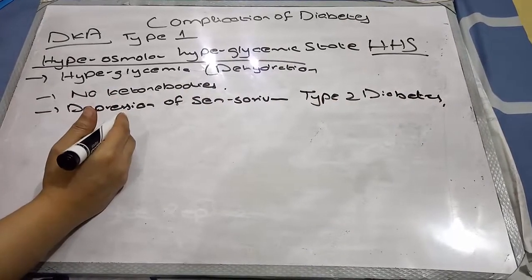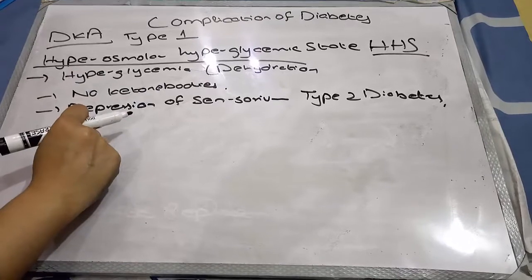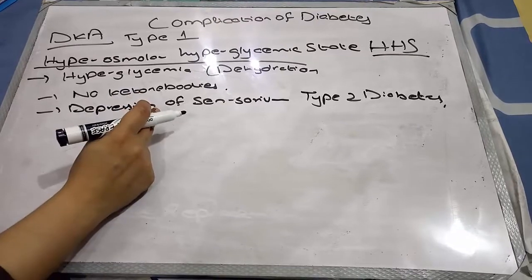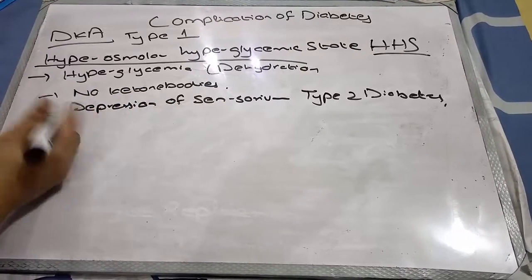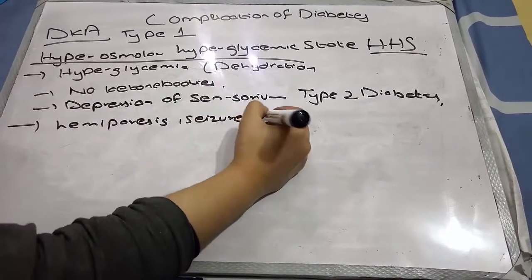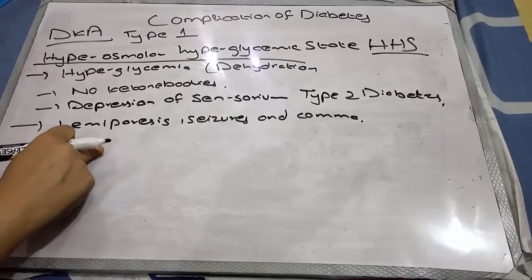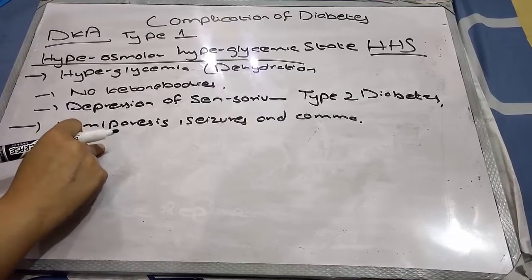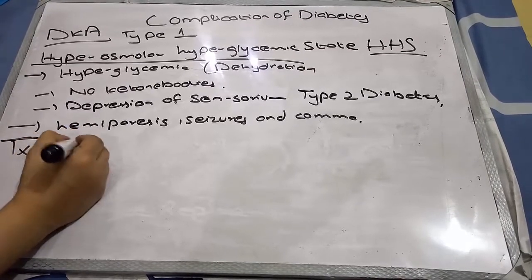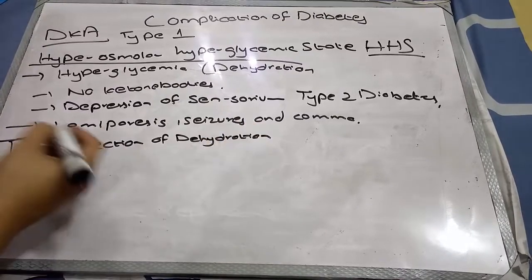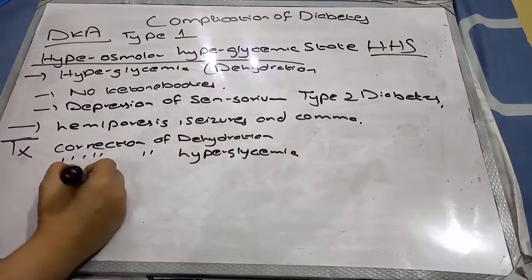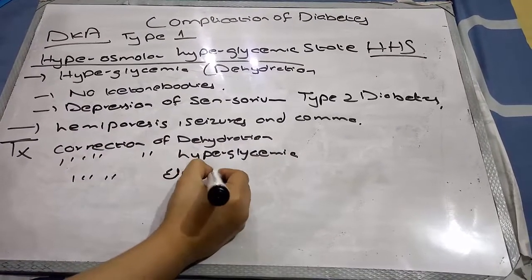The clinical manifestations and treatment: the most prominent manifestations of HHS are weakness, dehydration, polyuria, neurological alteration, and excessive thirst. Neurological alterations include hemiparesis, seizures, and coma. What would now be the treatment of HHS? It will include correction of dehydration, correction of hyperglycemia, and correction of electrolyte imbalance.